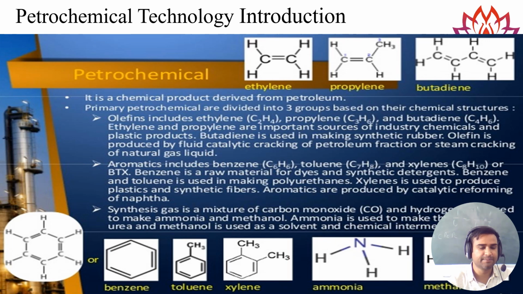The second type of petrochemical is aromatics. In aromatics, we have benzene, toluene and xylene, that is called BTX. Benzene is a raw material for dyes and synthetic detergents, and benzene and toluene are basically used for making polyurethanes. Xylene is used to produce plastics and synthetic fiber. So aromatics are produced by catalytic reforming of naphtha.